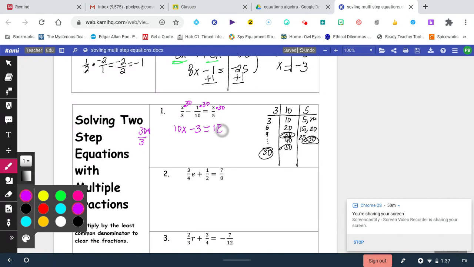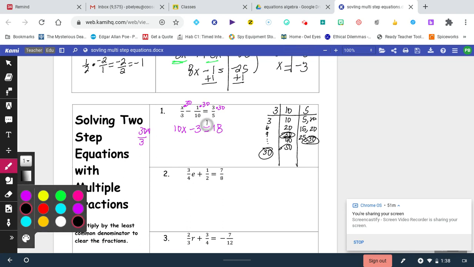So you can either cross cancel or you can just multiply the two numerators and divide by your denominator. It's totally up to you. If you cross cancel, you're doing the opposite. Instead of multiplying the numerators and dividing by your denominator, you're dividing first. You're dividing your multiple by your denominator and then multiplying the leftover by your numerator. But it's completely up to you.